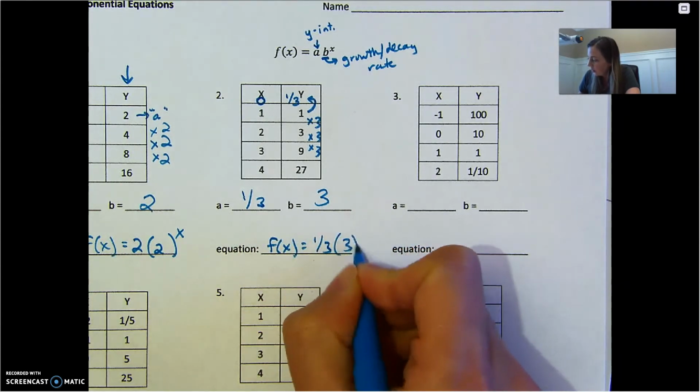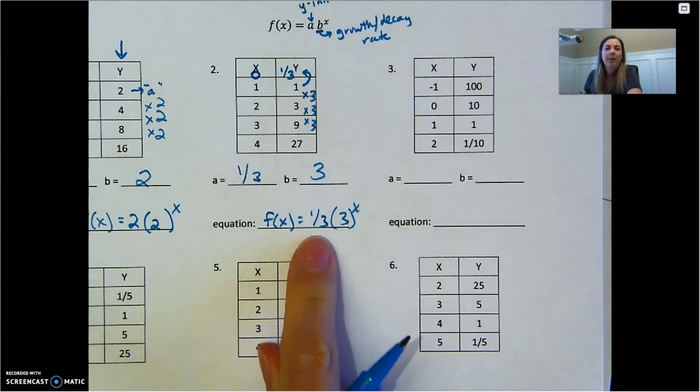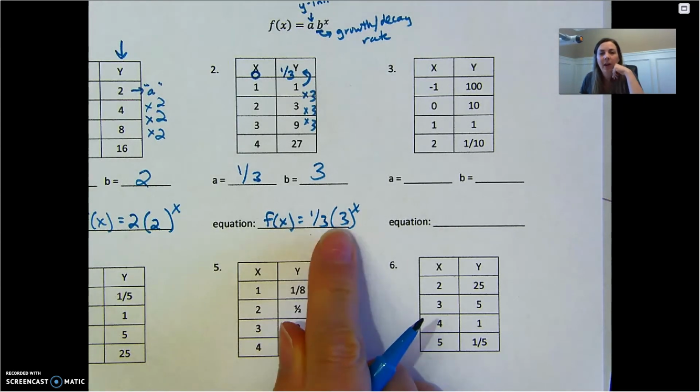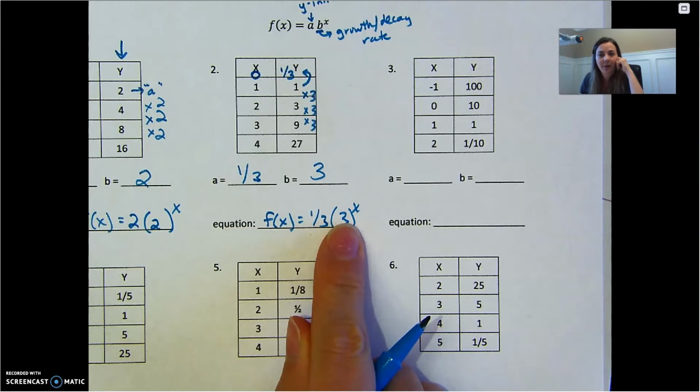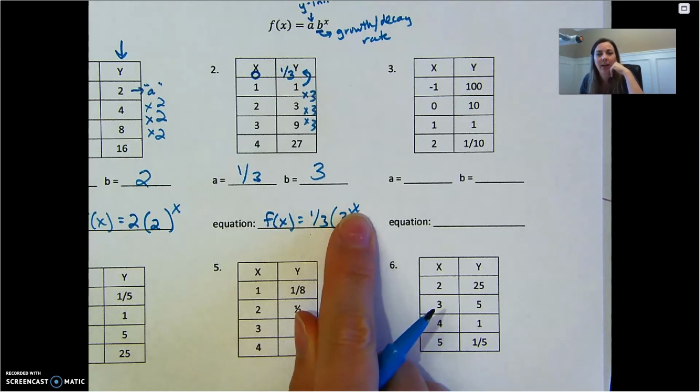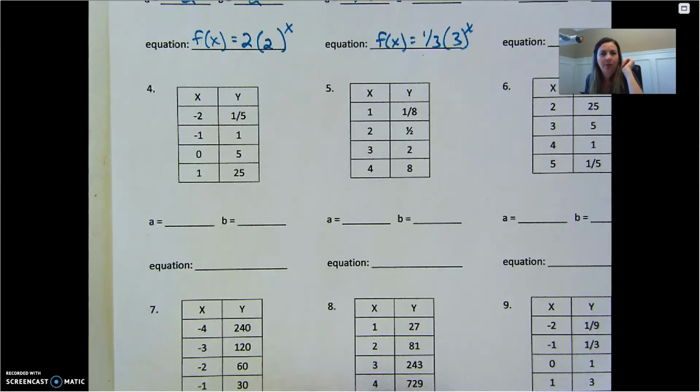1/3 times 3 to the x. So you've got your initial value in the front. You've got the base, right, that rate. And then the variable is your exponent. I'm going to leave number 3 for later. Let's check out number 4.